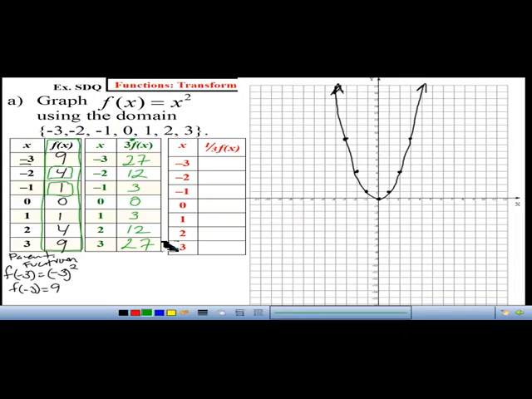All right, copy that, and then we're going to graph it. Now, mind you, (-3, 27) is way off the chart, so we're not really going to graph that. We're going to keep it in our noodle as a mental note, but we are going to graph the other points. (-2, 12) is over here. (-1, 3). (0, 0). (1, 3). (2, 12). And let's graph that.